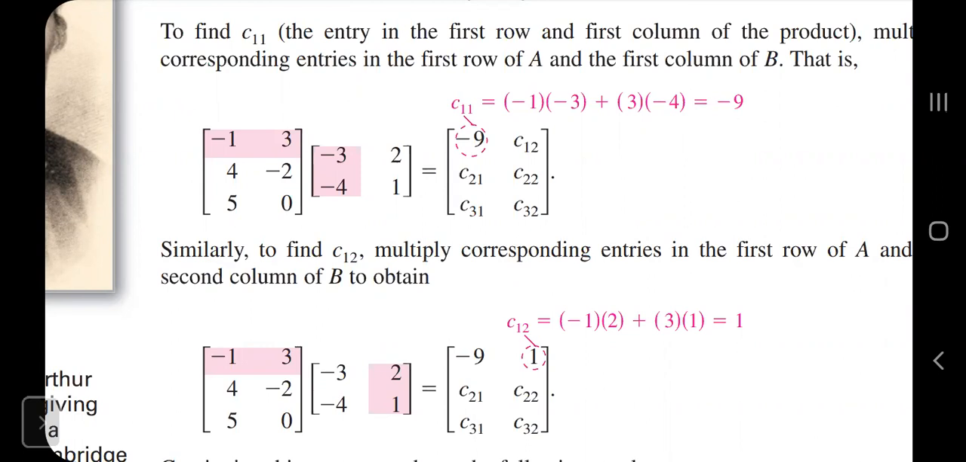Notice that if I want to get the entry that's in the ith row and the jth column of the final product, I take the ith row of the first matrix and the jth column of the second matrix. That's the way this works, and it's good to remember that. So the ith row of the first matrix and the jth column of the second matrix produces the entry in the ith row, jth column of the final product.